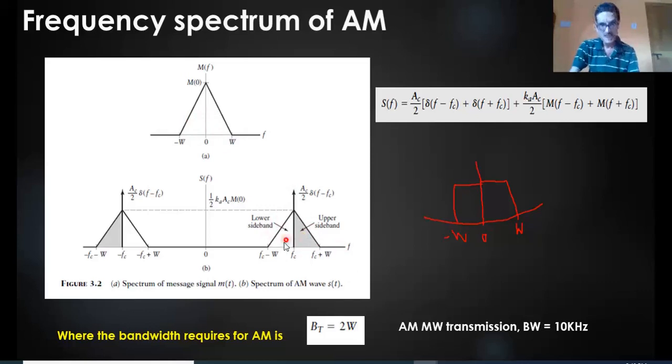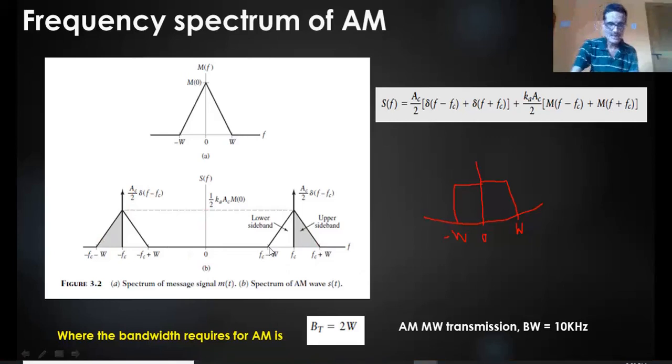This is the lower sideband, which has frequencies less than fc, down to fc minus W, where W is the highest frequency. This is fc plus W. This is the upper sideband, and this is the lower sideband. This is on the positive side, and this is on the negative side. M of f minus fc is represented something like this, and M of f plus fc is represented something like this.